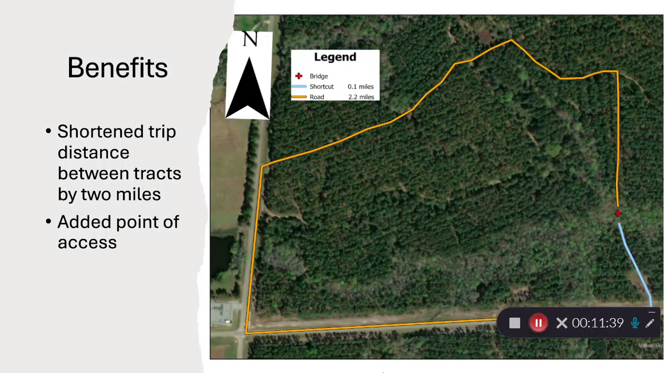So if you look to the blue line, that is the new shortcut that is available because of the bridge. It reduces the trip from 2.25 miles to a 10th mile in order to get from the pork chop stand to the Big Hill tract. So it greatly reduced trip distance as well as made it safer by reducing the exposure to public roads. It also is an additional point of access to the stand.